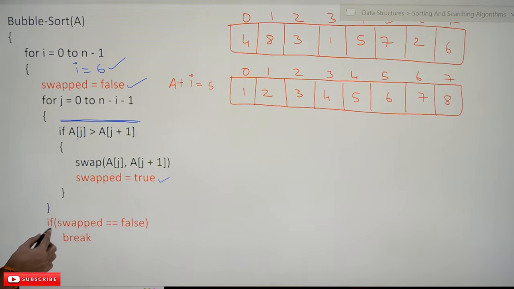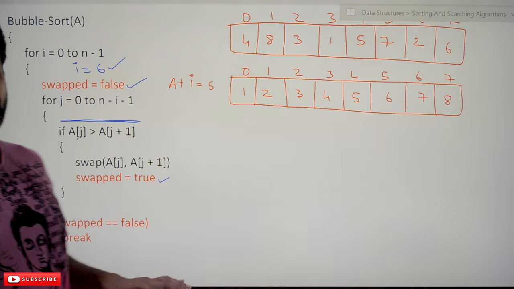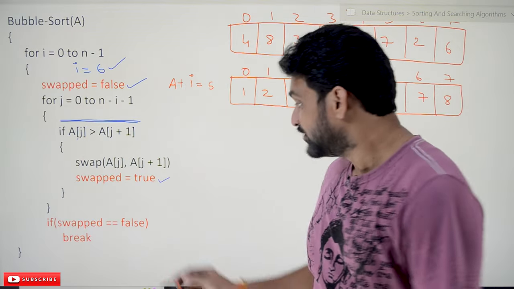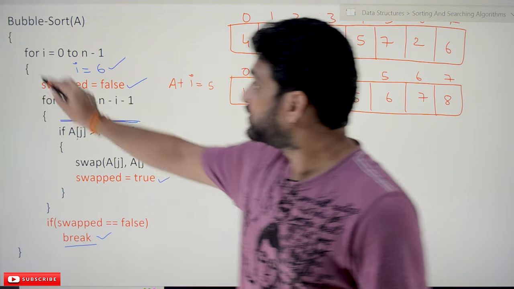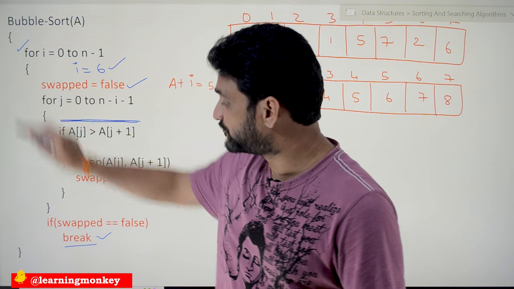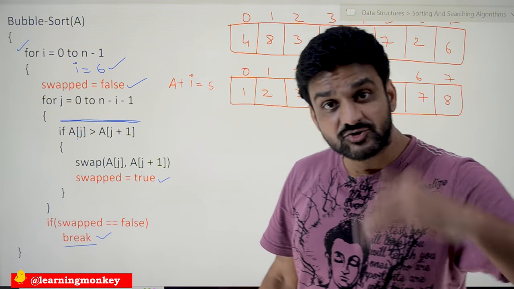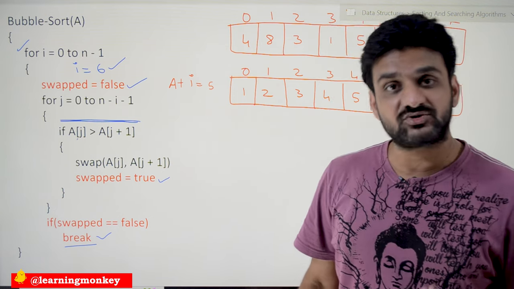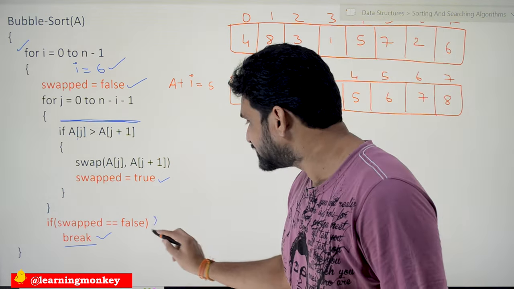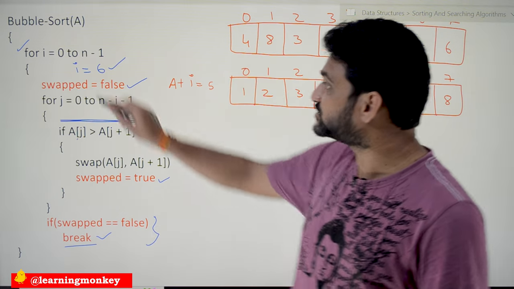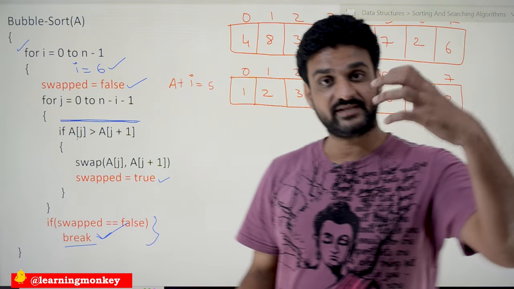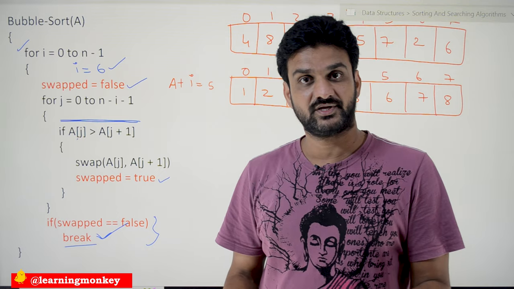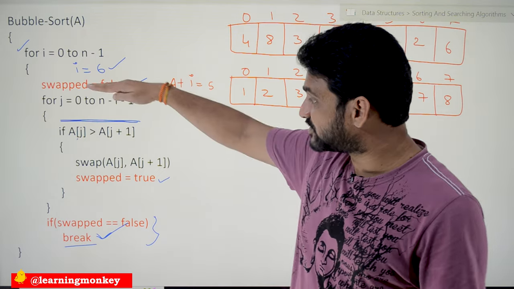Try to get that point. After coming out of this for loop, if swapped is equal to false, it means that there is no need for us to do further iterations. We are going to break. As and when the break gets executed, we come out of the loop in which the break got executed. As these lines of code are executed in this for loop, as and when the break is executed, we come out and the algorithm execution will stop. So that is the extra step that is added.